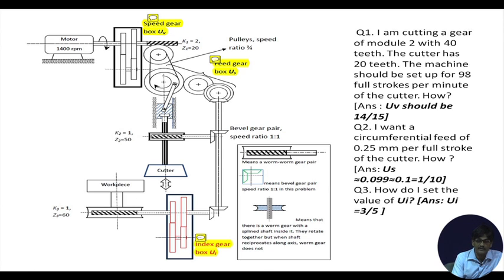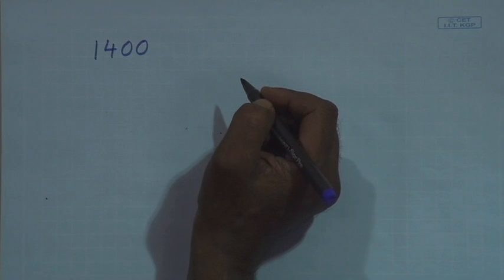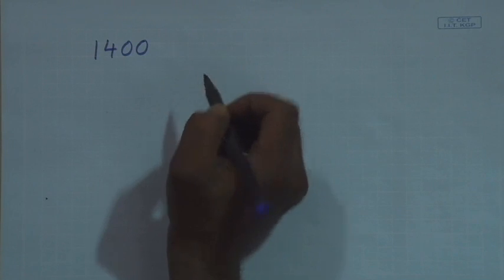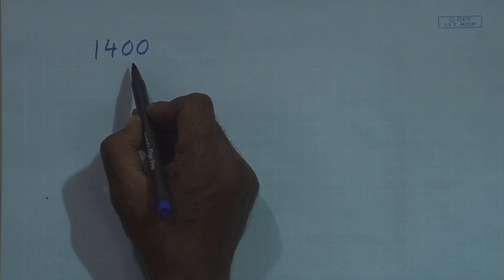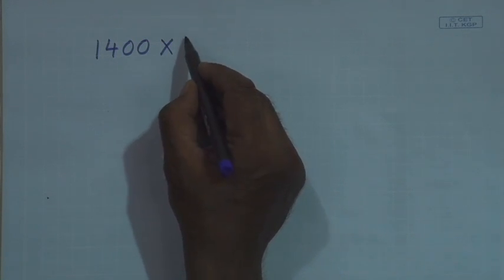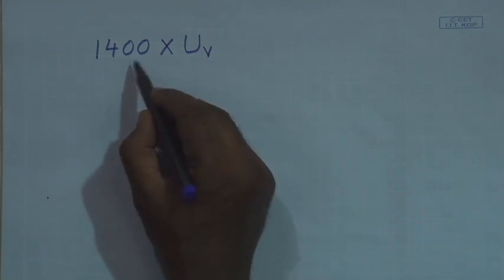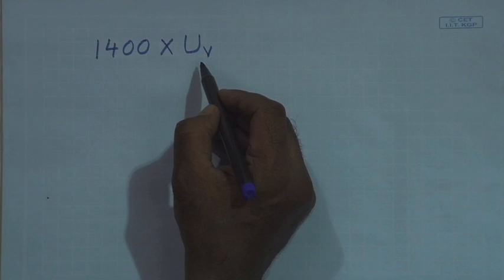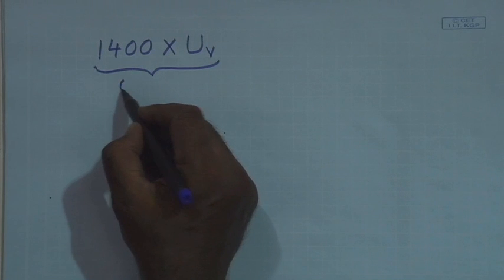Starting from the motor, if you look at this paper, we have 1400 RPM. Actually, it should have been 1440, but it does not matter for the sake of calculations. To understand the principles, it is as good as 1440. So, we start with 1400 RPM, and then comes the speed gearbox. So, we put UV multiplied by, since UV is equal to output RPM by input RPM, this is the output RPM of the speed gearbox.